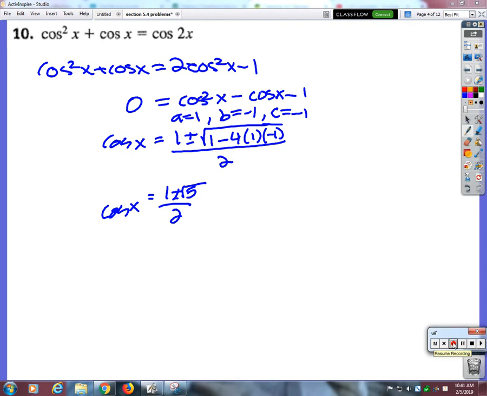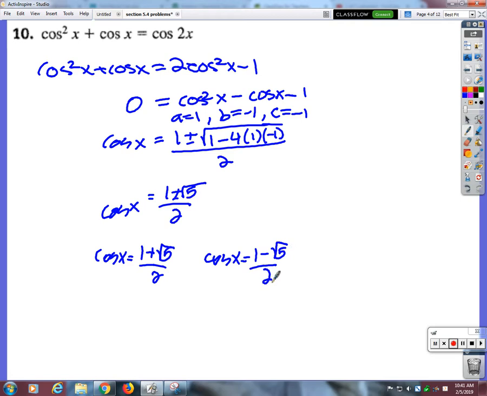So this tells us that the cosine of x equals either 1 plus the square root of 5 over 2, or the cosine of x equals 1 minus the square root of 5 over 2, right? You guys know how to get rid of cosine? We did this maybe last chapter. This is going to be a calculator problem. To get rid of the cosine, I have to do the inverse cosine. So I'm going to go x equals the inverse cosine of 1 plus root 5 over 2.